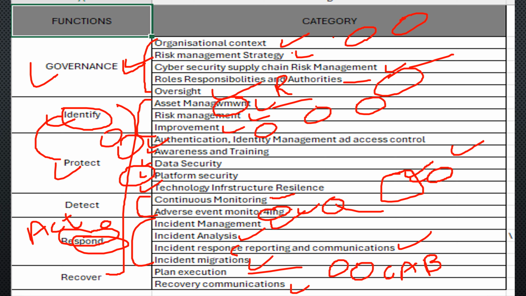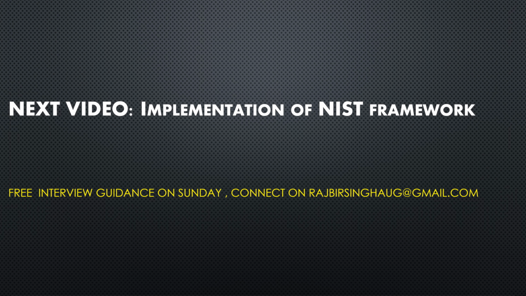So these are the six functions: governance, identify, protect, detect, respond, recover. How to implement the NIST framework we will discuss in the next video.